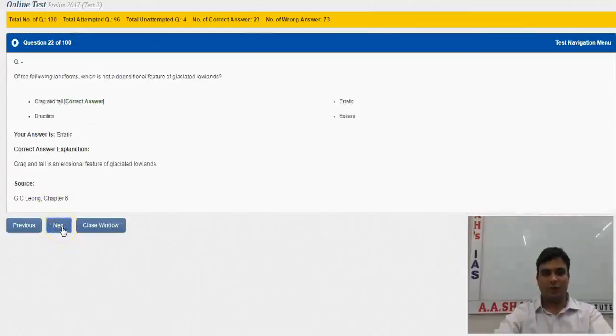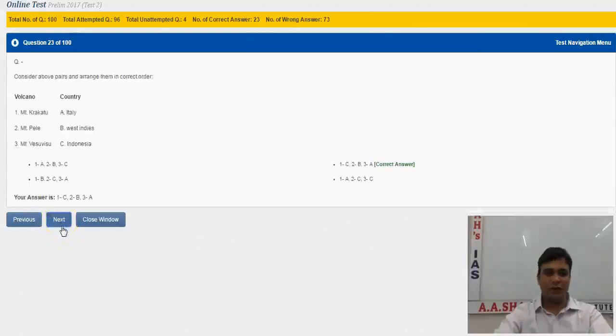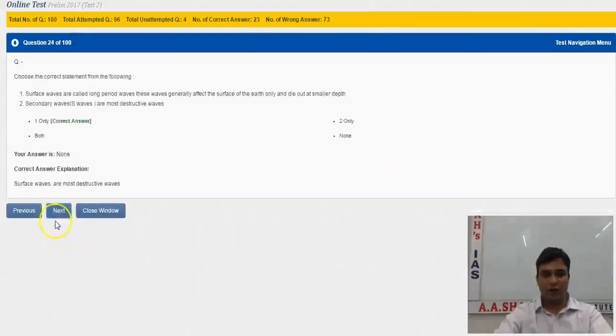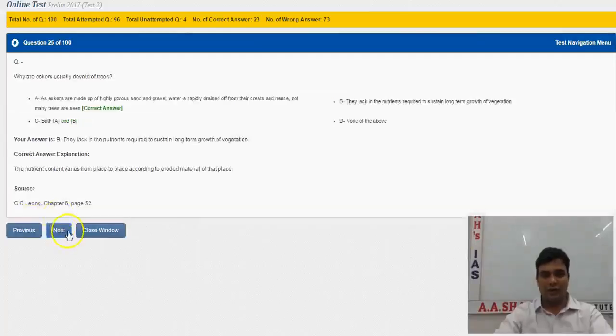So you have some questions regarding glaciated lowlands and landform formations, and of course some volcanoes also, surface waves. I can see that there are some questions regarding eskers. Why are eskers usually devoid of trees? The answer to that would be, as eskers are made up of highly porous sand and gravel, water is rapidly drained off from their crests, and hence not many trees are seen.